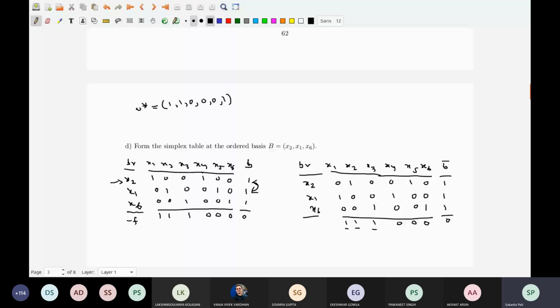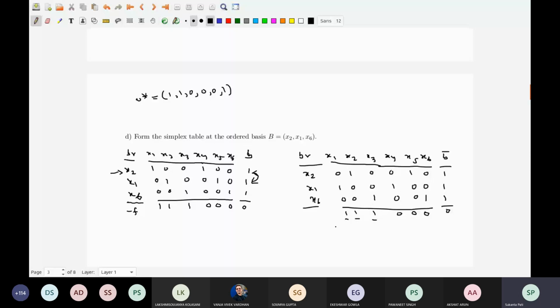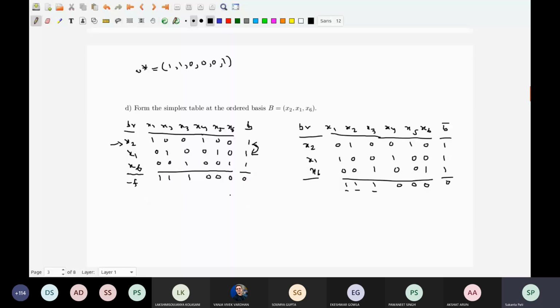Okay, let me write the next one again, so that at least one time you see what exactly we are doing. I have already told you also there are two ways of making the simplex table, and I have done it earlier also, but since you might not have paid attention that time, I am writing it again.